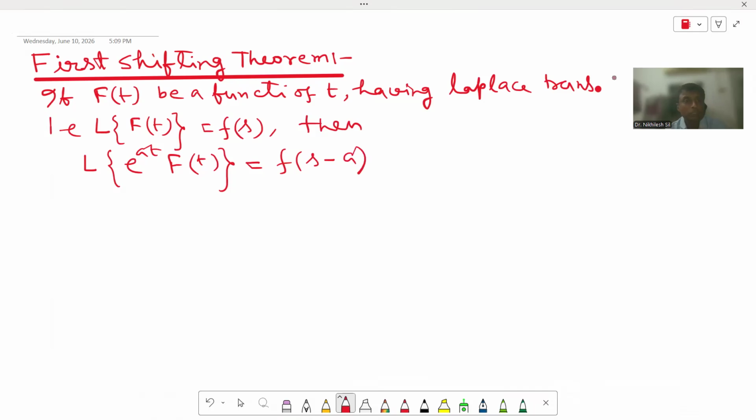Okay, so if the function is multiplied by e to the power at, then in place of s, we are putting s minus a. If it is multiplied by e to the power minus at, then it will be s plus a. Okay. Now example.